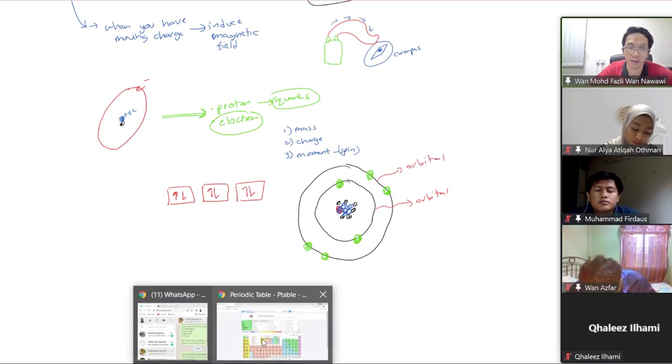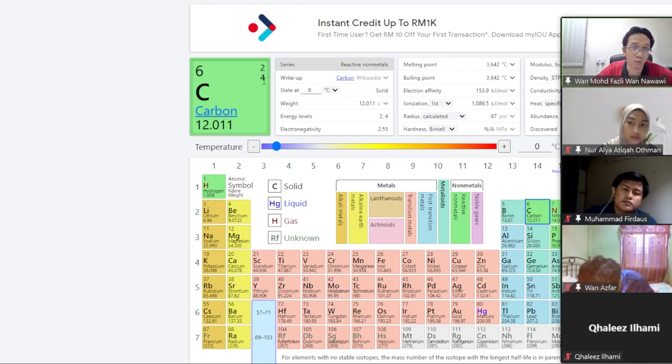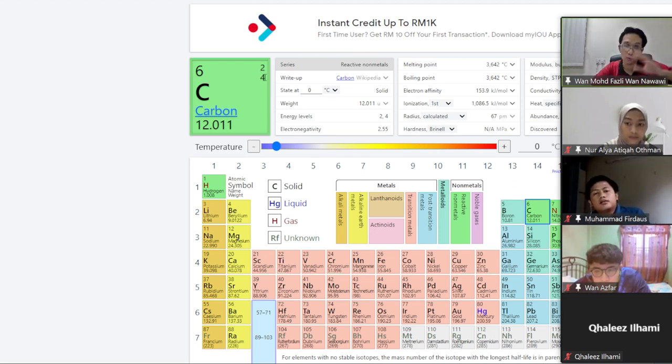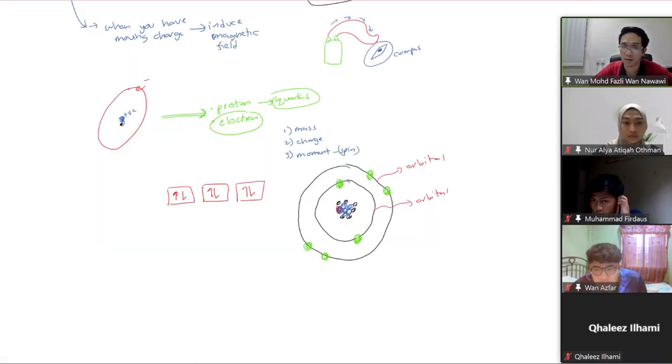So what does it mean by you have 2 here and this 4 here? The 2 is a S orbital. The 4 is a P orbital. We will discuss further about why this S and P later on. But enough to know for now, electrons cannot sit in the middle. They must be in their orbital.